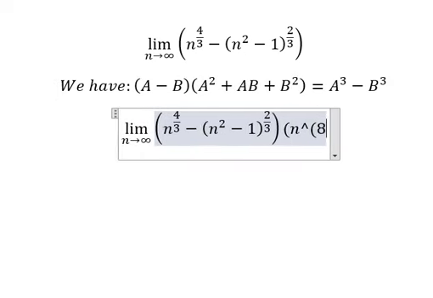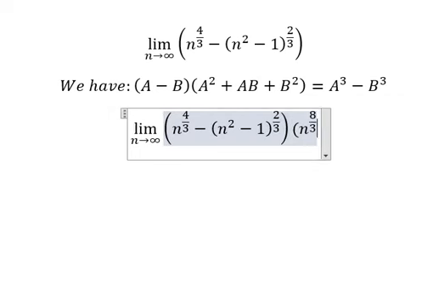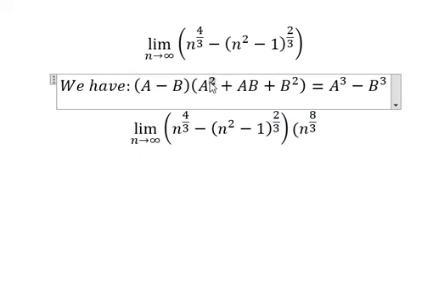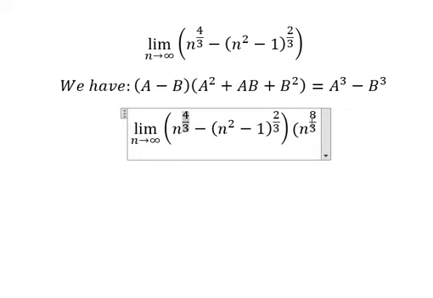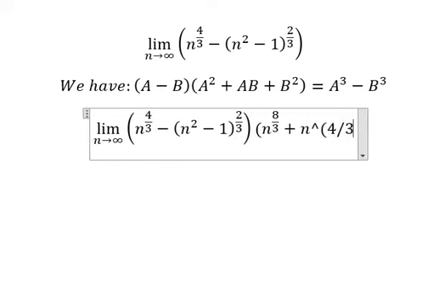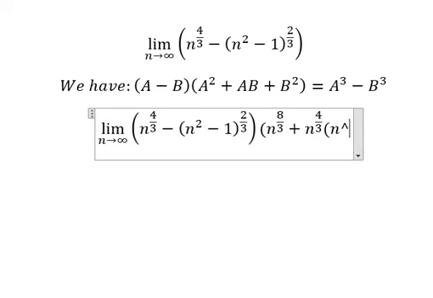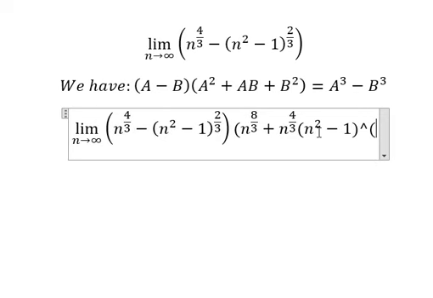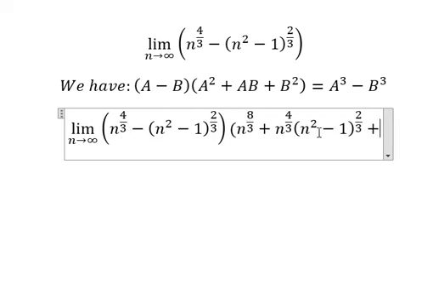So you have 8 over 3. Because we have the power 2 with 4 over 3, we have 8 over 3. Number 2 and number 2, we have number 4.